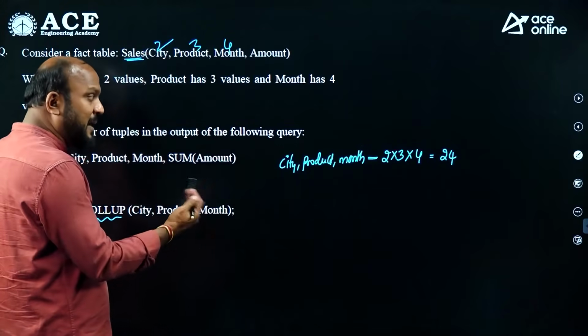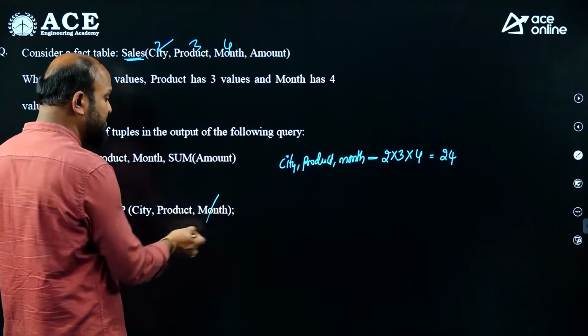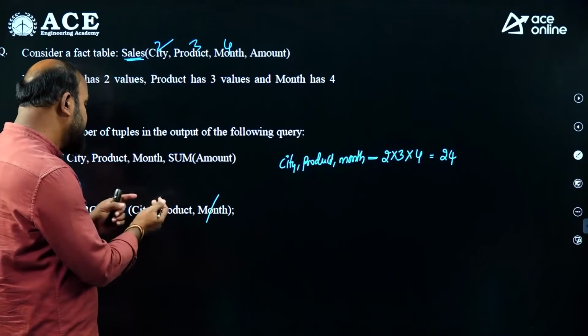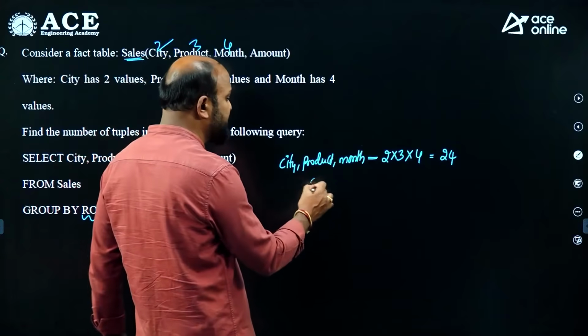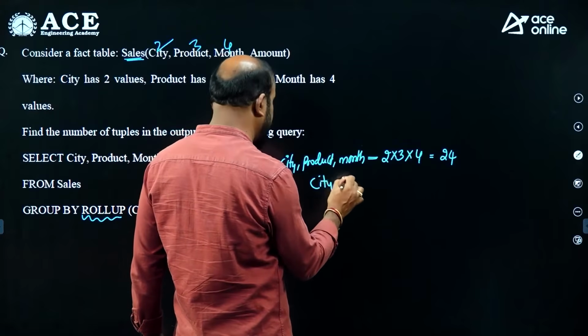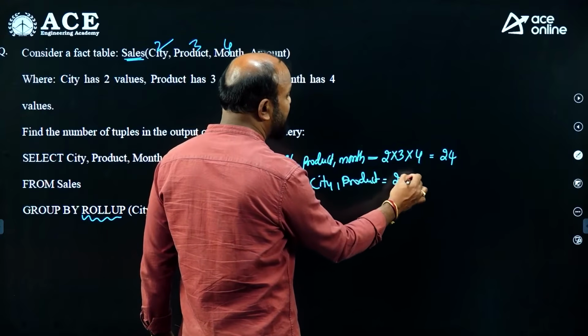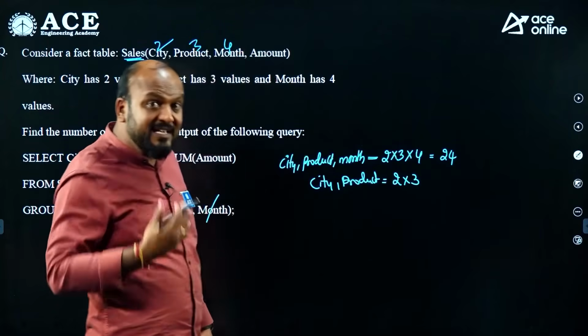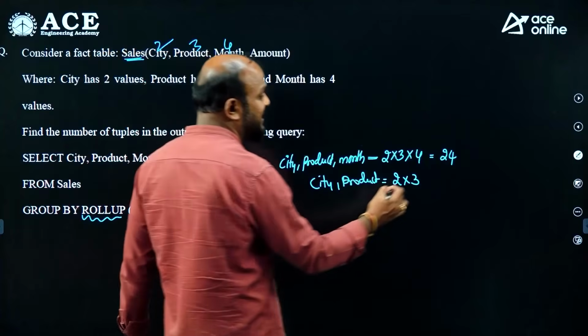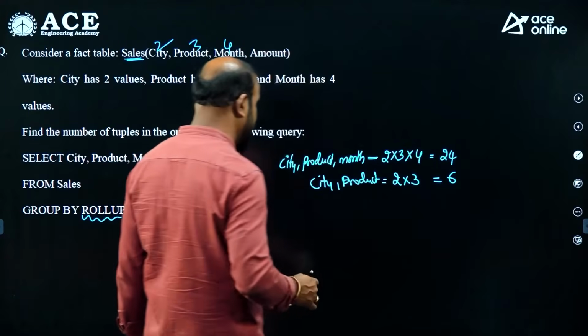And when you roll up, you have to reduce 1 dimension. So we have to find groups with respect to both city and product. How many values of city are there? 2. How many values of product? 3. So how many tuples are in the output? 2 into 3, 6 combinations are possible.